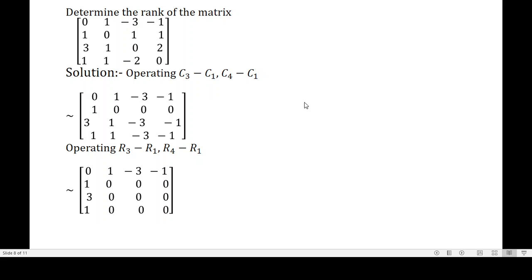Now let us find the rank of this matrix. Determine the rank of the matrix. This matrix is a 4 cross 4 matrix. There are 4 columns and 4 rows. The first row elements are 0, 1, minus 3, minus 1. The second row elements are 1, 0, 1, 1, then 3, 1, 0, 2, and 1, 1, minus 2, 0. Use elementary row operations or column operations and find the rank of the matrix.